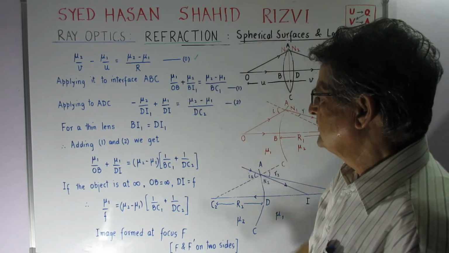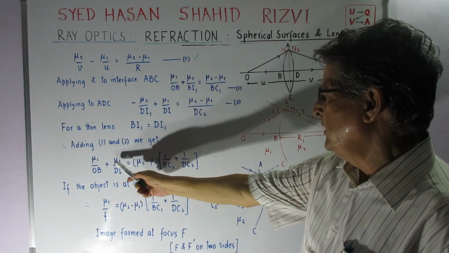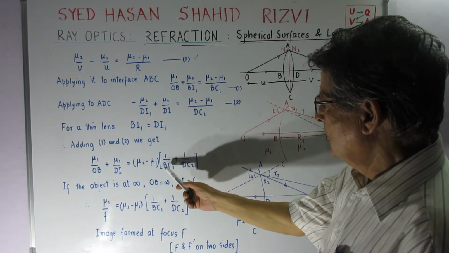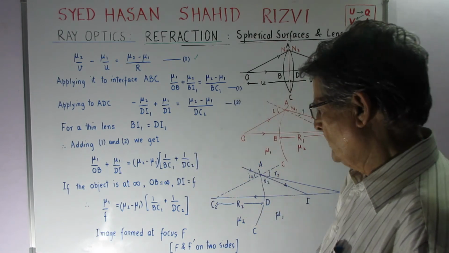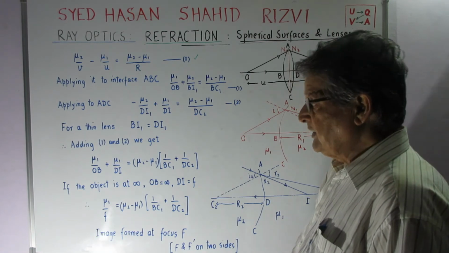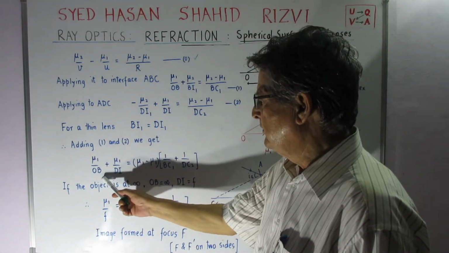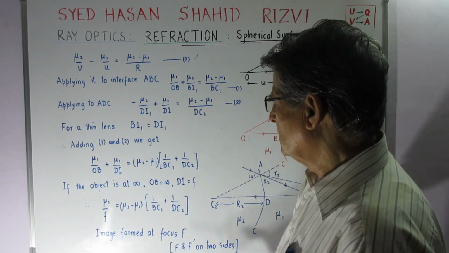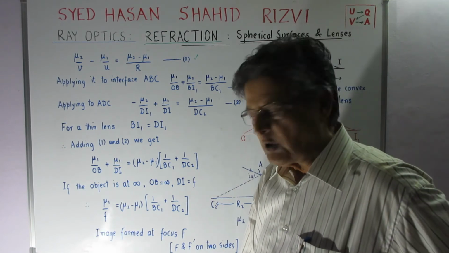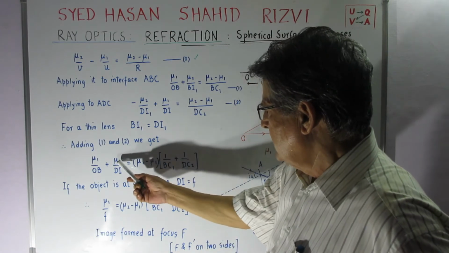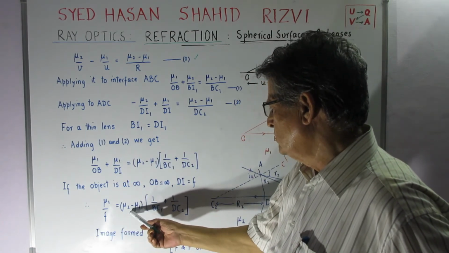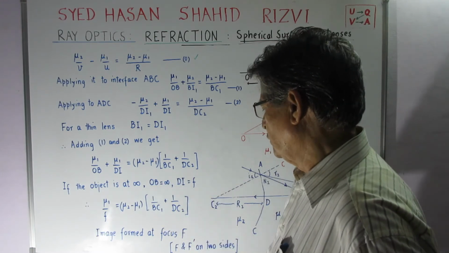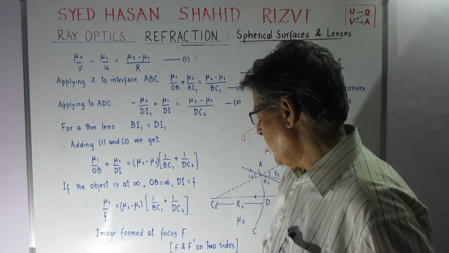this part and this part cancel out. So what I get is mu1 upon OB plus mu1 upon DI is equal to mu2 minus mu1 into 1 upon BC1 plus 1 upon DC2. If the object is at infinity, then OB becomes infinity and this term becomes 0, and DI becomes equal to what we call F, which is defined as the focus. So I'll get mu1 upon F is equal to mu2 minus mu1 into 1 upon BC1 plus 1 upon DC2. The image is formed at the focus.